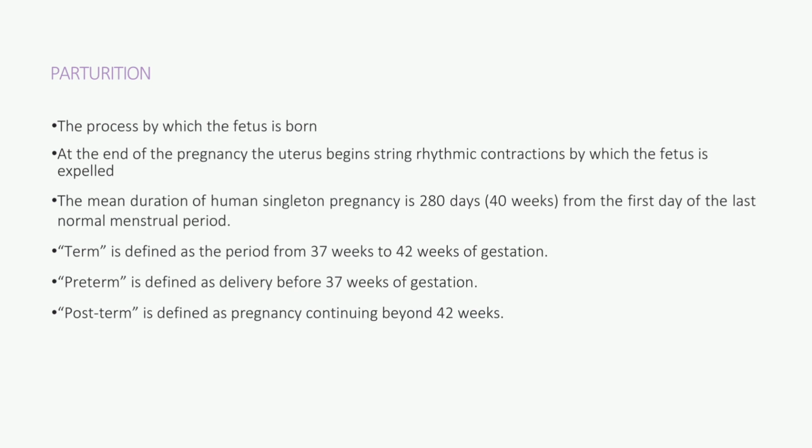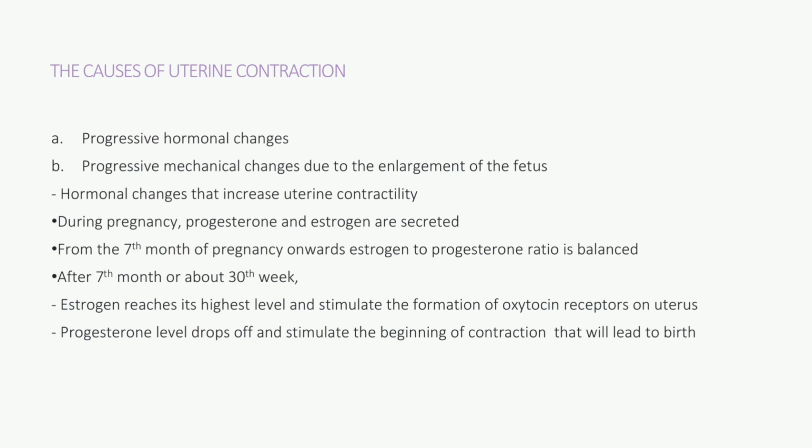So the mean duration of the human singleton pregnancy is 280 days, that is about 40 weeks, from the first day of the last normal menstrual period. So we have to know some terms. Term is defined as the period from 37 weeks to 42 weeks of gestation. In this, preterm means the delivery before 37 weeks of gestation, and postterm means the pregnancy continuing beyond 42 weeks. So what are the causes of uterine contractions?